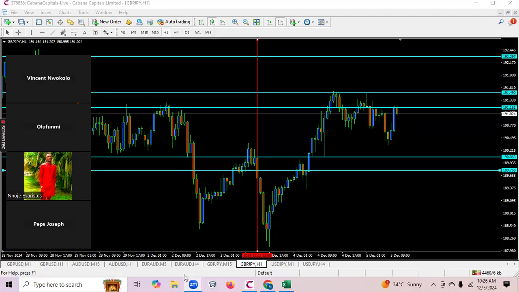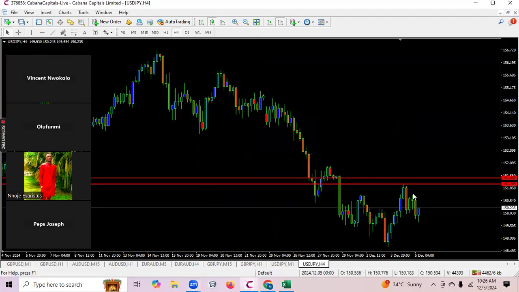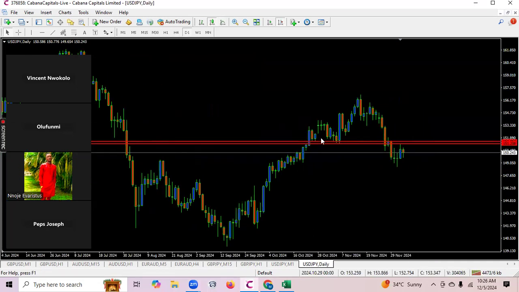Let's look at USDJPY. Like I said, it's still the same bias. My bias on USDJPY is still bearish. Let's start with the daily timeframe. You can see the same pattern now. You can see this is what we had on GBPJPY.